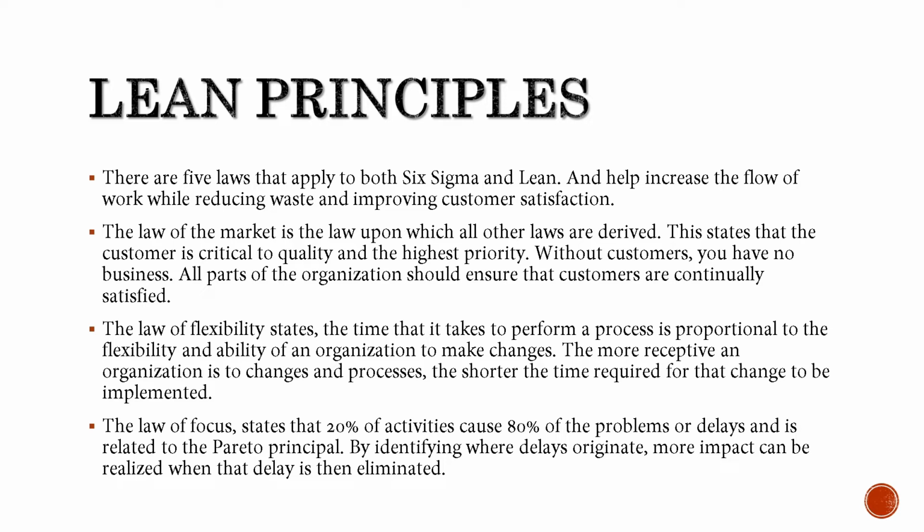There are five laws that apply to both Six Sigma and lean and help increase the flow of work while reducing waste and improving customer satisfaction. The law of the market is the law from which all the other laws are derived. This states that the customer is critical to quality and the highest priority. Without customers, you have no business. So all parts of the organization should ensure that the customers are continually satisfied.